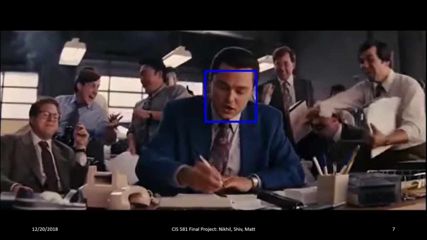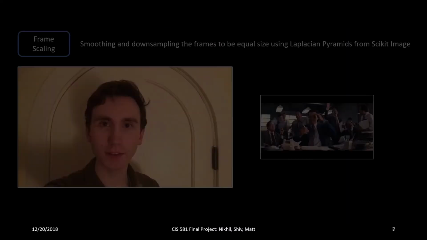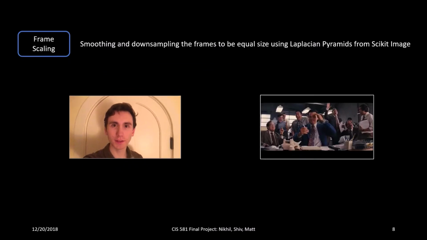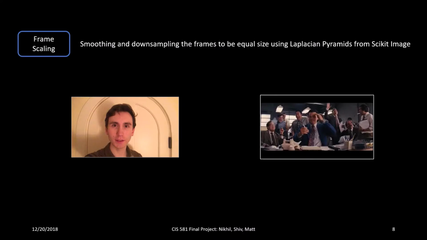The next step brings us into the actual loop, first step being frame scaling. So this is a simple step that uses a method from scikit-image to scale down the images to be the same size using Laplacian pyramids. For runtime, whether the source or the target is smaller, we're going to go with the size of the image that is smaller.